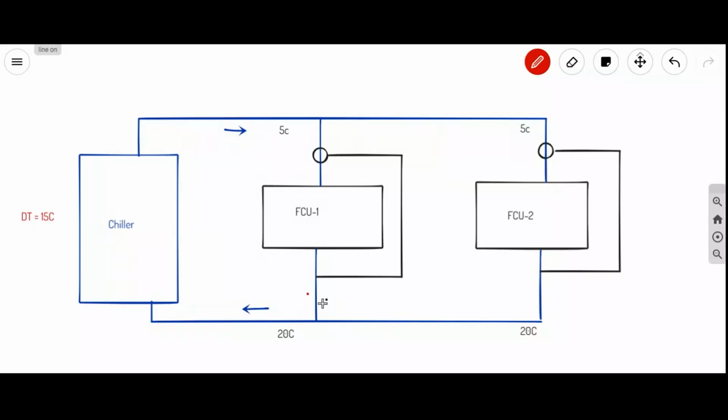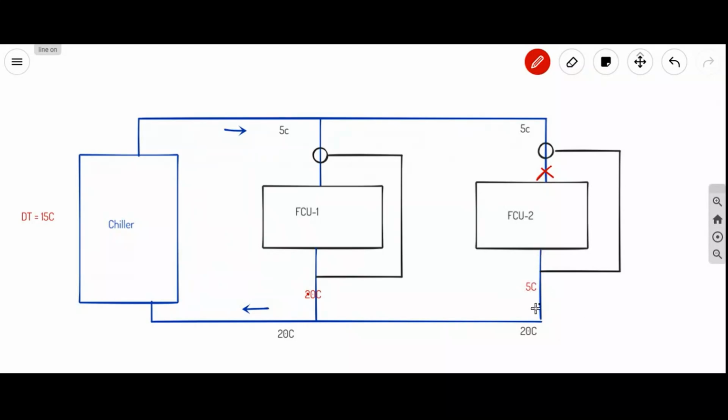So now FCU 1 is working. This is the same: 5 degrees centigrade will come and it will become 20 degrees centigrade. But FCU 2 is not working. That means we have switched it off in that room, no one is there. So the bypass valve activates and it supplies water from the bypass line, so the water will stay at 5 degrees centigrade only.